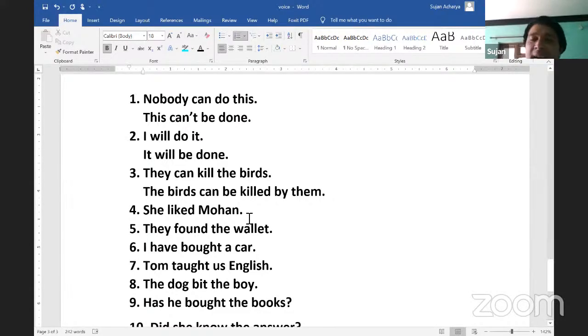Can, could, if they come, keep can, could. We don't have to change modal auxiliaries.